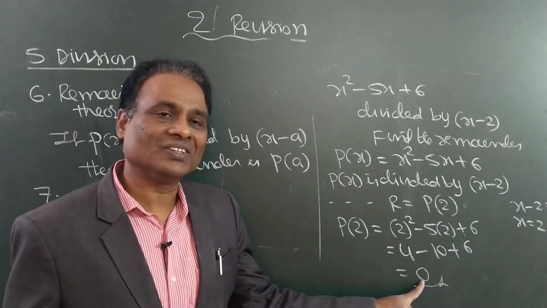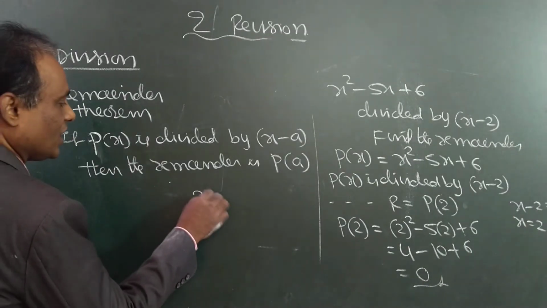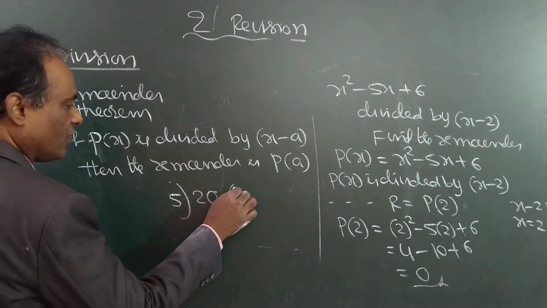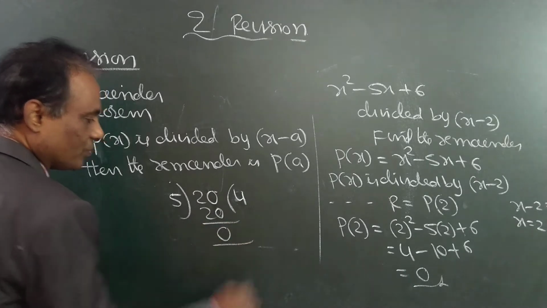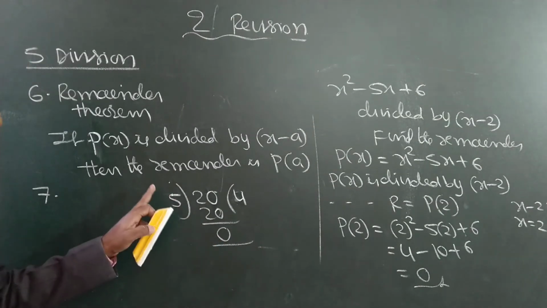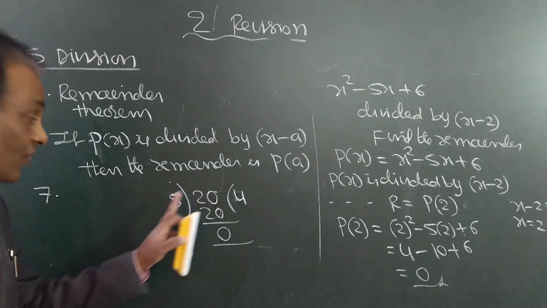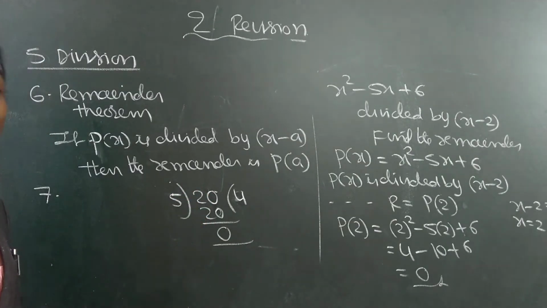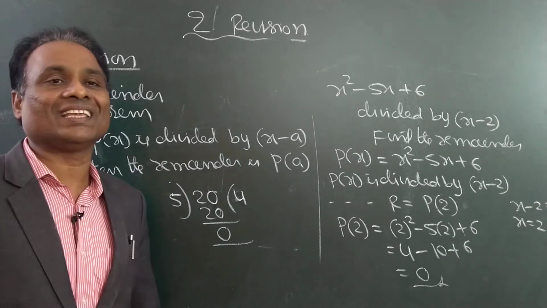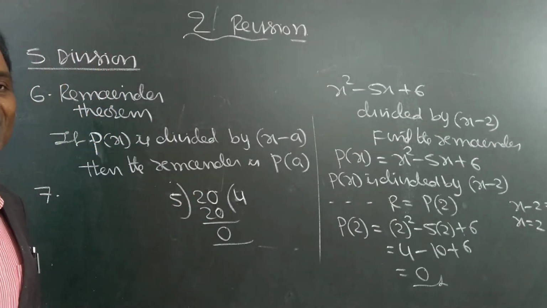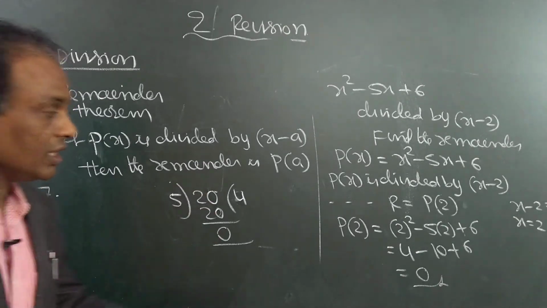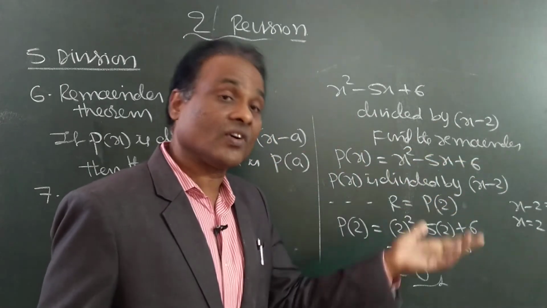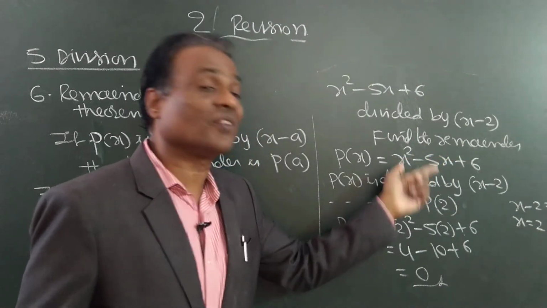Suppose 20 is divided by 5. 5 fours are 20. What is the remainder? 0. If the remainder is 0, then we say that 5 exactly divides 20. Exactly means remainder 0. We also call 5 a factor of 20. So factor means the remainder should be 0. If the remainder is 0, then we say that x minus 2 exactly divides this, or in other words, x minus 2 is a factor of this.